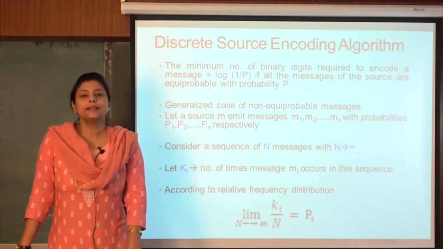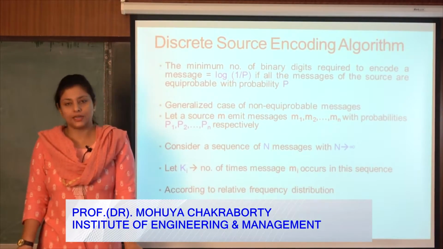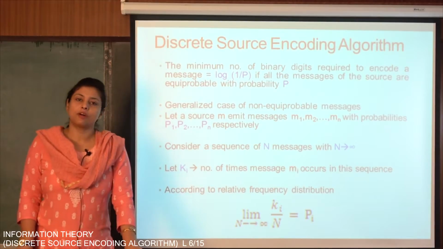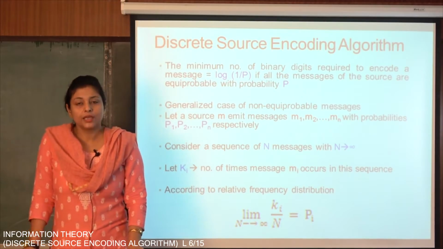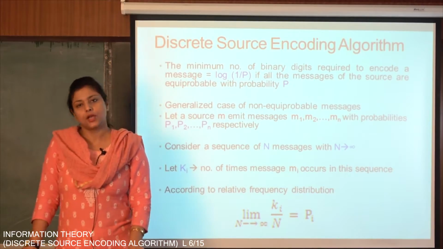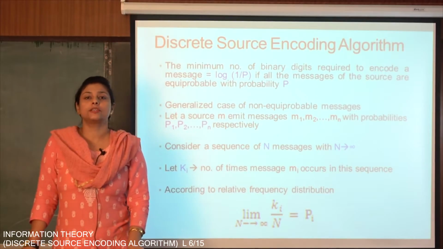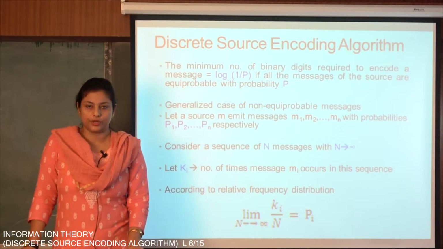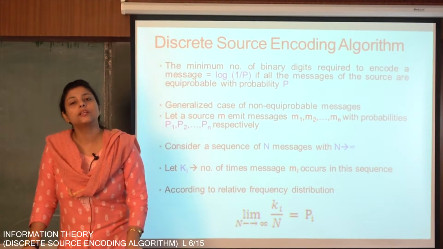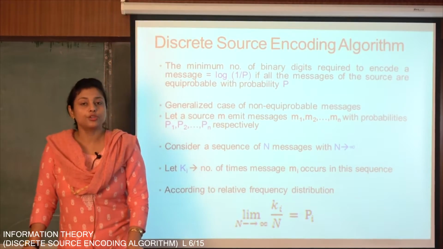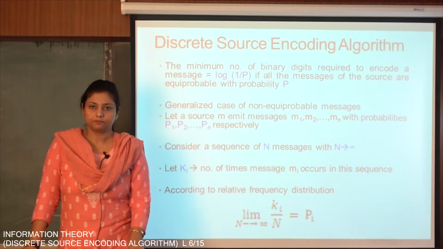Welcome back. Let us look at the discrete source encoding algorithm. We have studied earlier that the minimum number of bits required to encode a message is given as log of 1 by p, where p is the probability of occurrence of that particular message. Now this is true if all the messages are transmitted with equal probability, or we have equiprobable messages. Now let us look at the generalized equation or solution where the messages are not transmitted with equal probability.